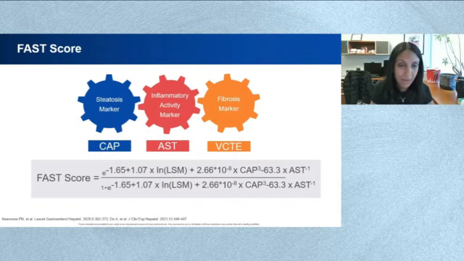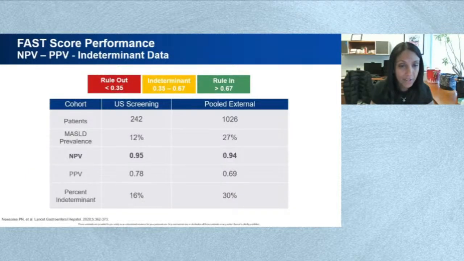Yep, absolutely. And here you can see the negative predictive value using the FAST score is 0.95 compared to pooled, and that was in US screening compared to pooled externals 0.94. So really good test to help identify patients who are at risk.